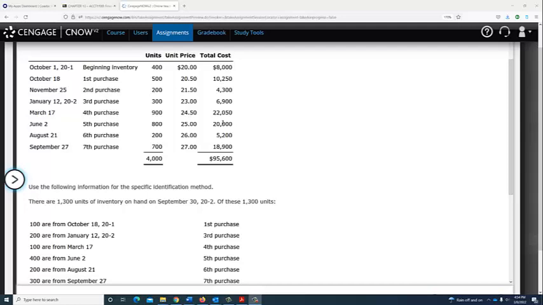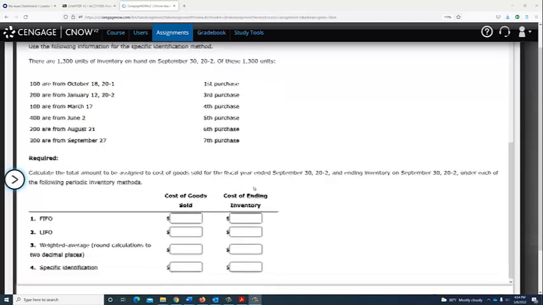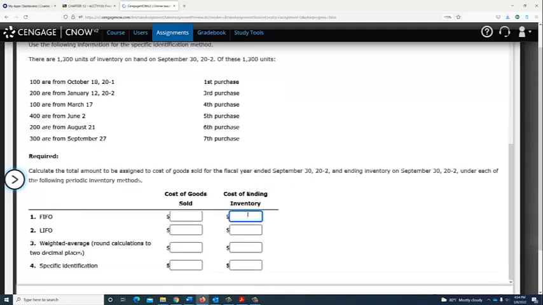So to get the value of my ending inventory, I'm going to take 10,000 as the value of the 5th purchase, 5,200 from the 6th purchase, and 18,900 from the 7th purchase. That gives me my 1,300 units, and that totals 34,100.